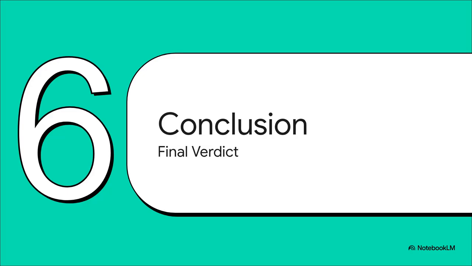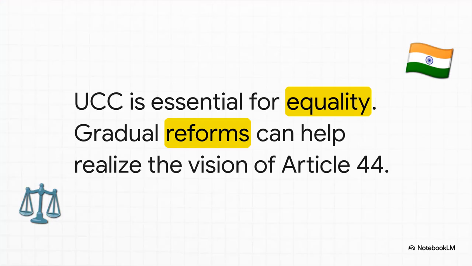And finally, heading number 6, conclusion and final verdict. I am going to instruct you on exactly how to wrap up your essay powerfully to leave a lasting, highly authoritative impression on the evaluator. The uniform civil code is essential for achieving equality, justice, and national unity. While challenges exist, gradual and inclusive reforms can help realize the vision of Article 44.